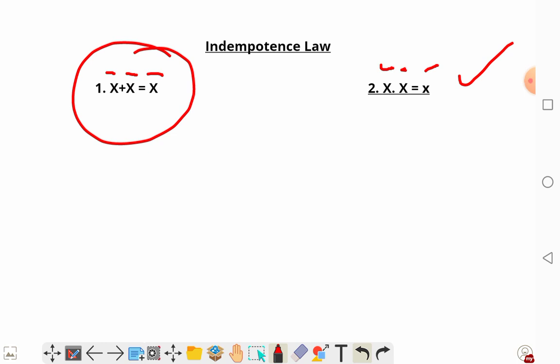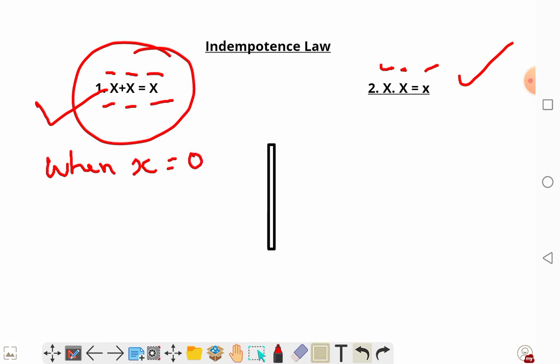Now we will solve the first one. The idempotence law states that if we add a variable to the same variable, we will get the same variable. Now we will see how to prove it. We will write: when x is equal to 0, and the other case when x is equal to 1. The variable has 2 possible values.